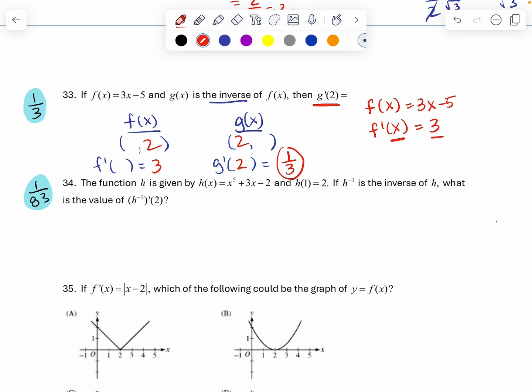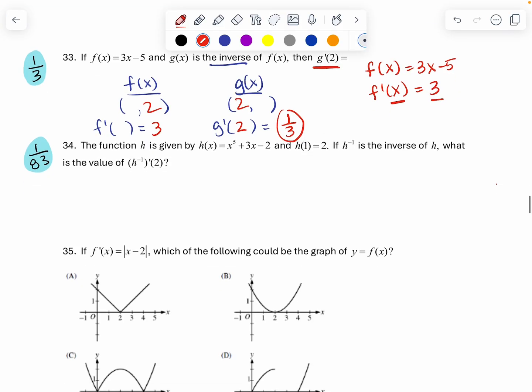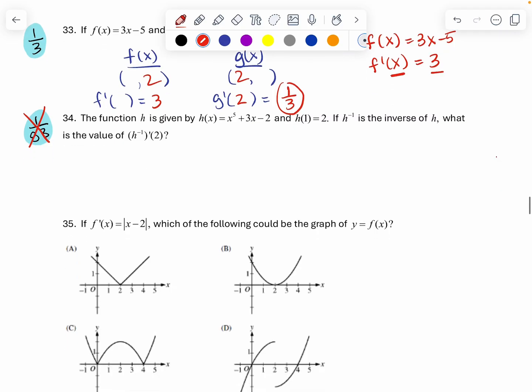Does that make sense? All right, you guys, on 34, I plugged in the wrong number. The answer is not 1/83. I'll point that out to you on Monday.